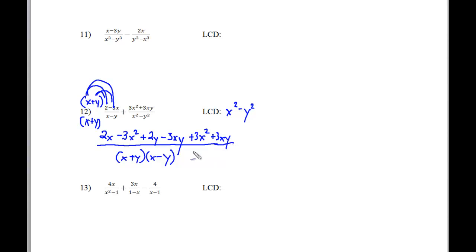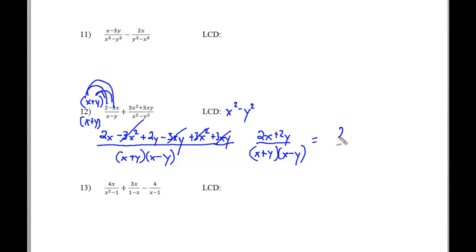Now, when we put these together, there's going to be some cancellation here. You'll notice that the 3x and the 3x squared are opposites, so those are going to simplify to 0. And 2x and positive 2y just gives me 2x plus 2y, all over x plus y and x minus y. You see anything else we can do?